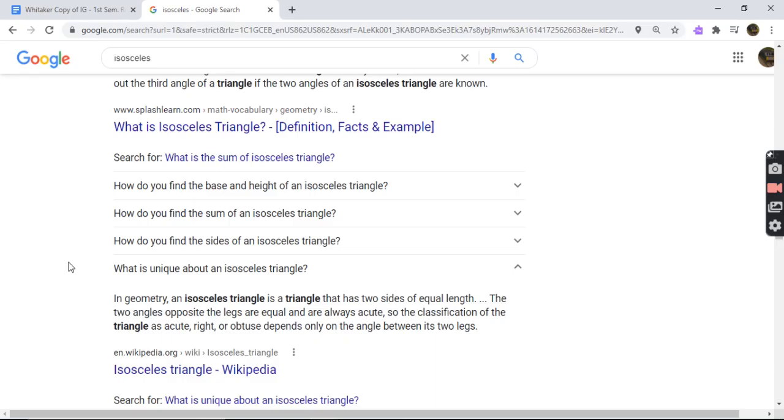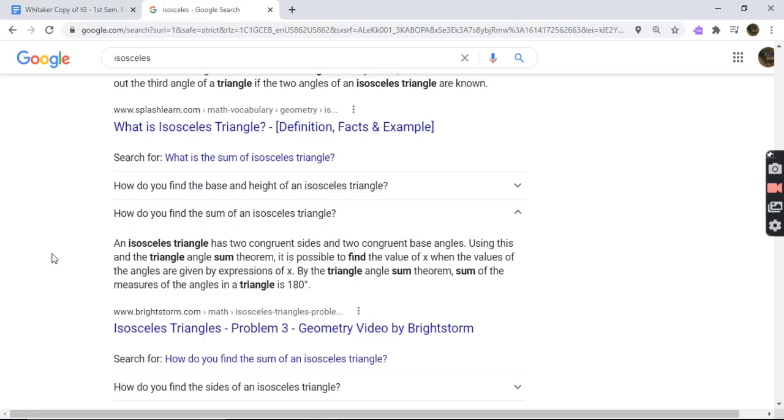So, how do you find the sum of the angles of an isosceles triangle? An isosceles triangle has two congruent sides and two congruent base angles. Using the triangle angle sum theorem, it is possible to find the value of x when the angles are given by expressions in x. By the triangle angle sum theorem, the sum of the measures of the angles in a triangle is 180.